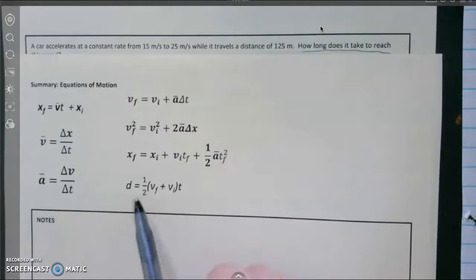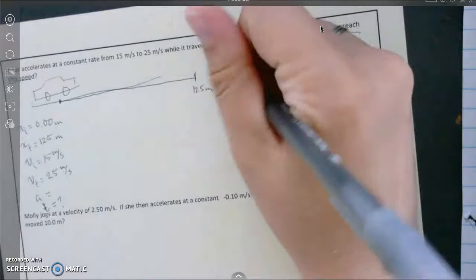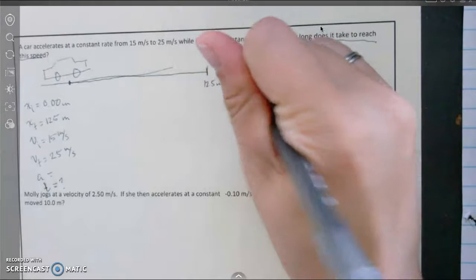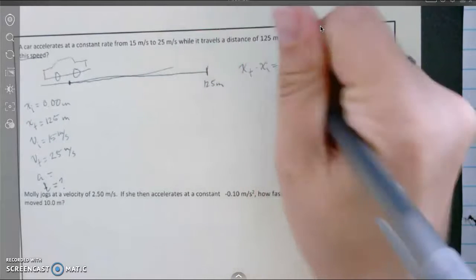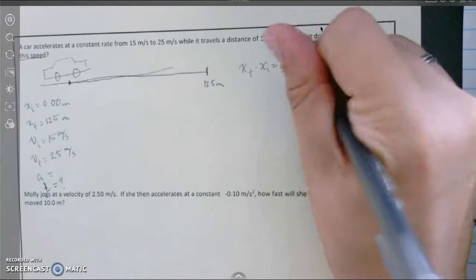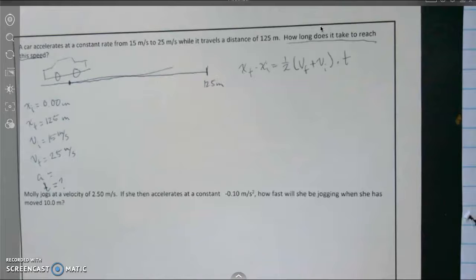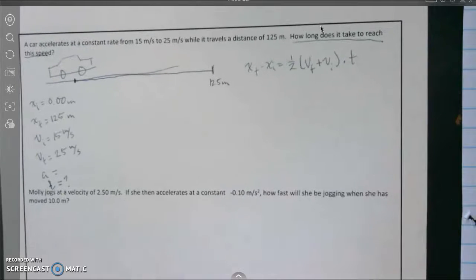So here's our equation that doesn't have acceleration, so we're using that same one again. Where d is displacement, which is just delta x. So x final minus x initial is equal to 1/2 times velocity final plus velocity initial times t. And we're solving for time this go round, so let's get rid of our zeros. I think that might be, yeah, our only one.